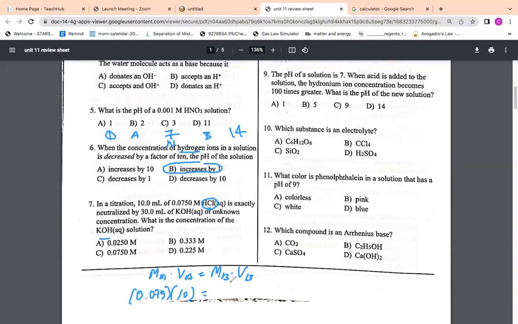The molarity of the base, that's what we don't know because they're asking for the concentration. So that's X, but the volume of our base, we do know, that's 30. So we plug everything in. We're going to simplify here. That's 0.75 equals 30X. Divide both sides by 30, and we should get 0.0250 molar. So choice A.